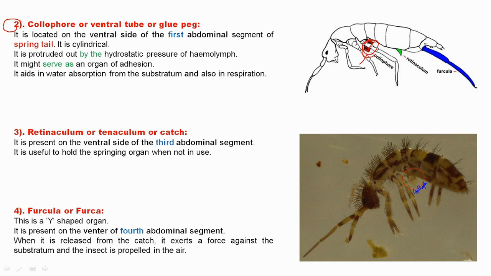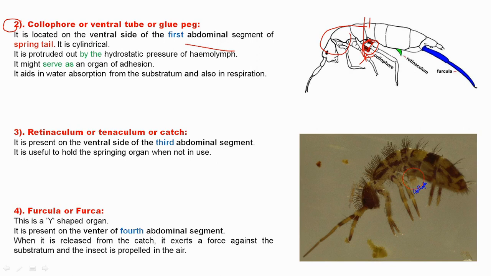The colophore is located on the ventral side of the first abdominal segment. See, this is the first abdomen. These all are thoracic segments. This is the first abdominal segment. So in the first abdominal segment, on the ventral side, a cylindrical tube-like structure is there. It is known as colophore or ventral tube or glue peg.